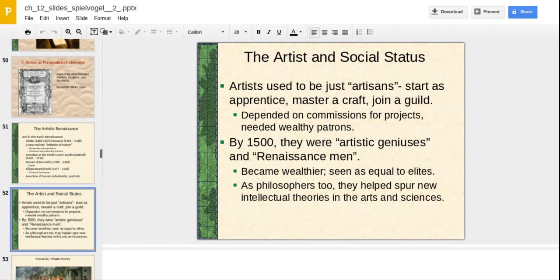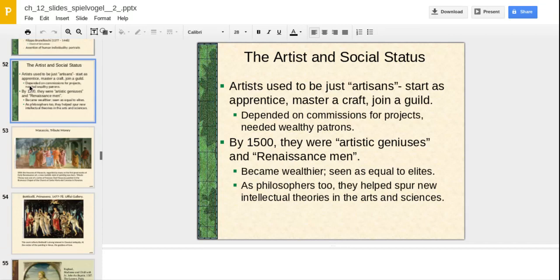Now, artists used to be just viewed as other artisans. You start out as an apprentice, you could become a master artist, and you could join an artist guild. But as they came to depend on commissions for projects, they needed wealthy patrons. And these wealthy patrons began paying them more and more money. And so by 1500, these artistic geniuses and Renaissance men are hanging out in rich circles. They became wealthier. They're seen as equal to the elites. They're special. As philosophers, they also help spur new intellectual theories in the arts and sciences.